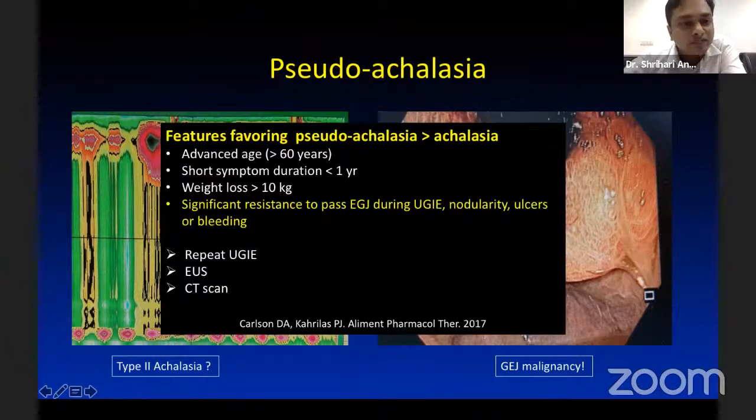So going through the literature, Dr. Carlson had said that features which favor pseudoachalasia more than achalasia, especially malignant pseudoachalasia, are, of course, as we know, advanced age, short symptom duration, and weight loss of more than 10 kgs, but none of these are very specific to rule out true achalasia. One most important thing would be if you encounter significant resistance to passing the esophagogastric junction during upper GI endoscopy, which would be more than the mild resistance usually encountered in achalasia. You should be suspicious and rule out any malignancy, or the appearance of any nodularity, ulcers, or bleeding. In such cases, it would be wise to repeat an upper GI endoscopy, go for an EUS if required, or a CT scan to rule out pseudoachalasia.